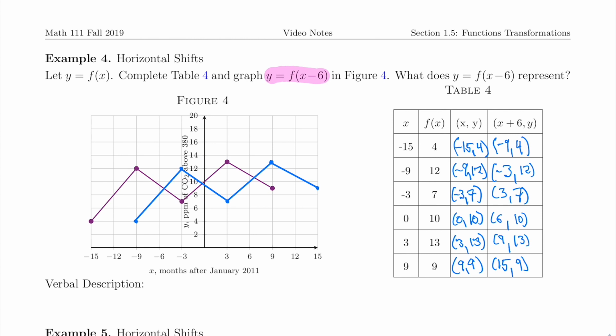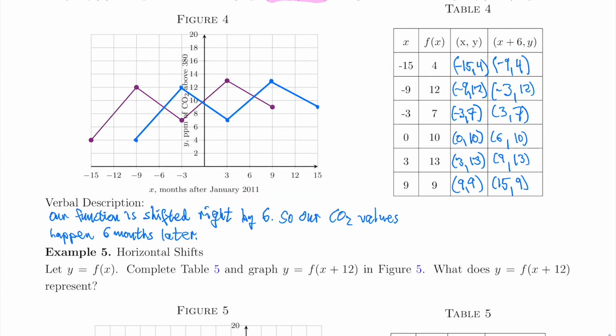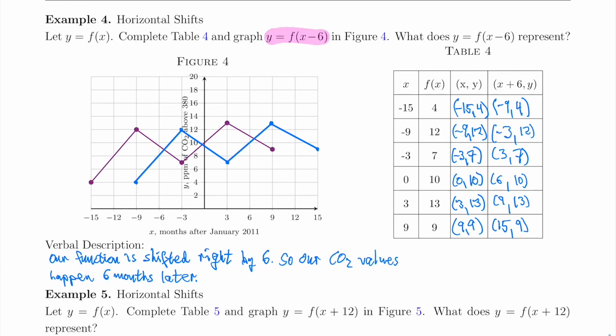So what does this now mean for our data set is that basically everything is shifted 6 months forward. So the values that we usually would have, for instance, in January, we are now having in June. That means everything happens 6 months later. So since our function is shifted to the right by 6, our carbon dioxide values in general happen 6 months later. So now we are looking at a similar situation, just the other way around.